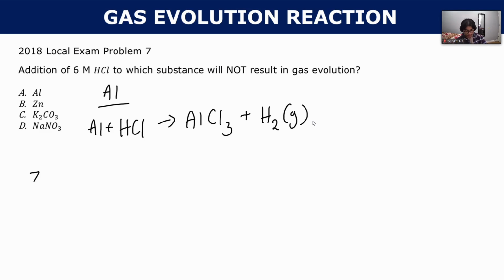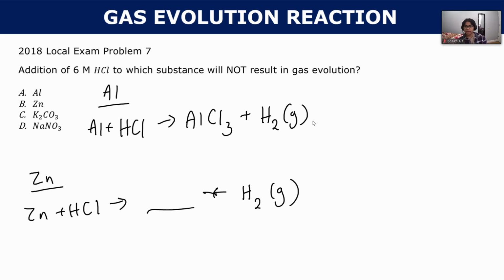The next one is zinc. And we're going to have zinc plus HCl. And we know it's going to produce something, but really what we're looking at is the fact that hydrogen is going to be on its own again. It's very similar to the Al that we just did. And again, there's going to be a gas evolution because at the end, you're going to have hydrogen on its own, and that is a gas. So the first two cannot be the answer.